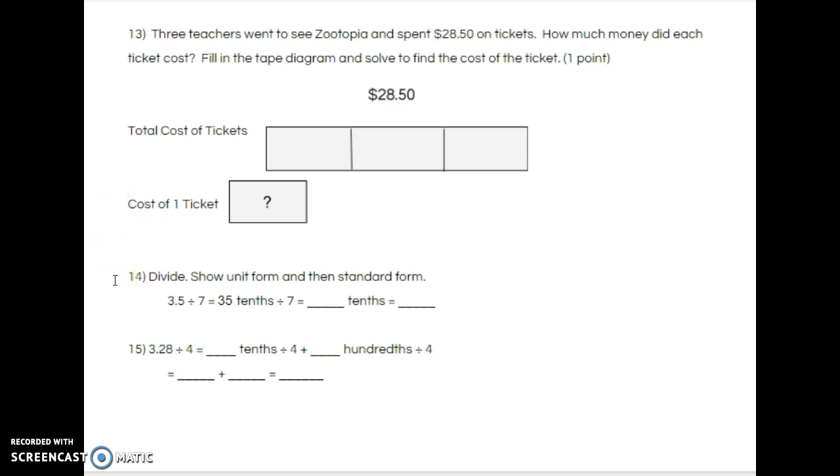Number 14. Divide. Show unit form and then standard form. 3 5/10 divided by 7 equals 35/10 divided by 7, which equals how many tenths? And then write your answer in standard form or as a decimal. Number 15. 3 28 divided by 4 equals how many tenths divided by 4 plus how many hundredths divided by 4, and then write your answers in standard form.